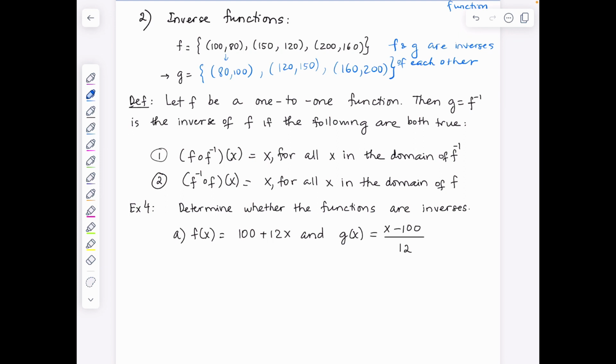So here's a formal definition. Let f be a one-to-one function. Then function g, which is the inverse of f, has the notation f with what looks like an exponent of -1, but it does not mean 1 over f, okay? It's just the notation for inverse. So f -1 is the inverse of f if the following are both true.